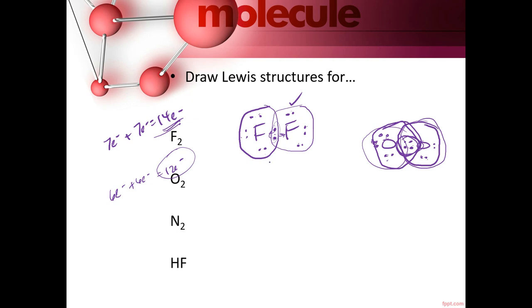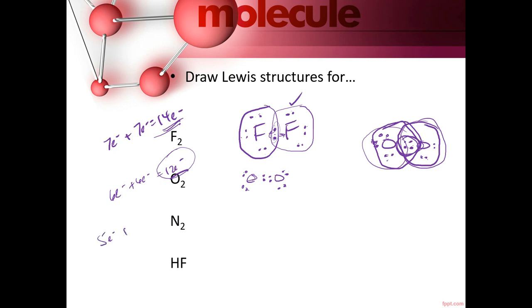This is showing us that we have a double bond. So you're going to have oxygen, double bond, oxygen, 2 pairs not in bonds, 2 pairs not in bonds, 2, 4, 6, 8, 10, 12, 12 electrons on our oxygen. This is an oxygen molecule. He has a double bond.